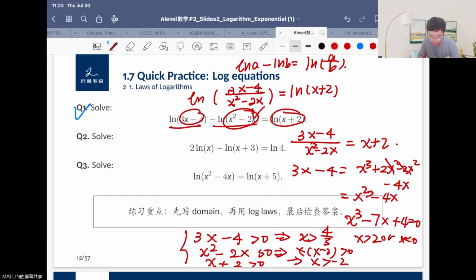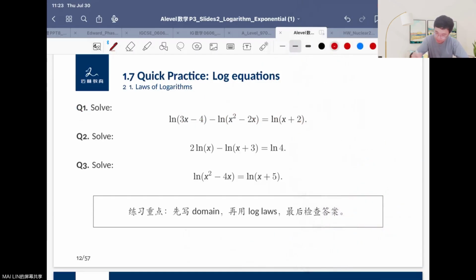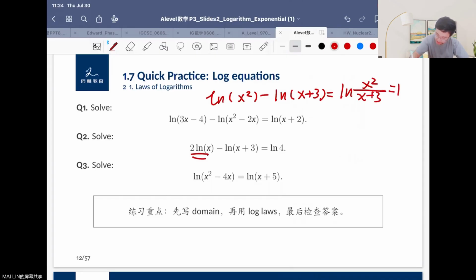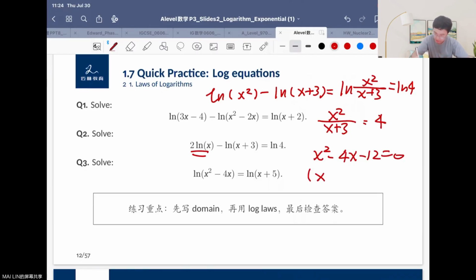That is it. For the second question, we can set 2 times ln x minus ln (x plus 3). So you can set ln x squared, and then minus ln (x plus 3), equals ln (x squared over x plus 3) equals ln 4. So we set x squared over x plus 3 equals 4. You can calculate x squared minus 4x minus 12 equals 0. Then you can factor it as (x minus 6) times (x plus 2) equals 0. So x equals 6 or x equals -2.